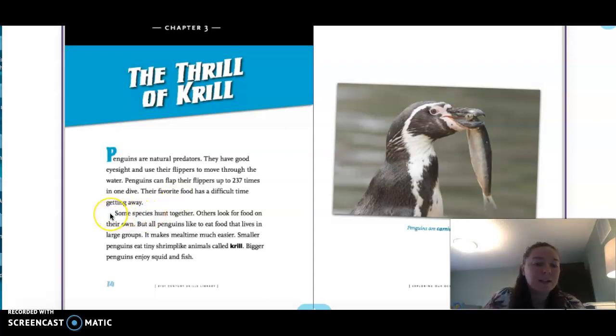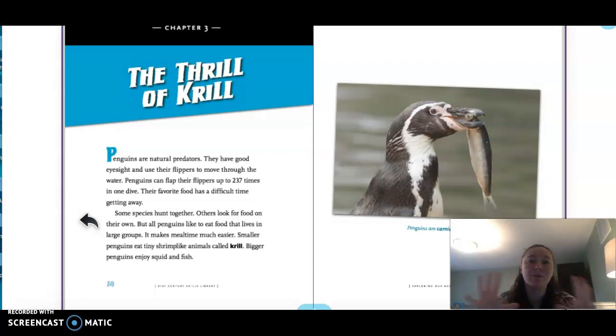Some species hunt together. Others look for food on their own. But all penguins like to eat food that lives in large groups. It makes mealtime much easier. Smaller penguins eat tiny shrimp-like animals called krill. Bigger penguins enjoy squid and fish. So now we know that penguins eat krill, squid, and fish. And we also learned that penguins like to hunt for food that travels in big groups.